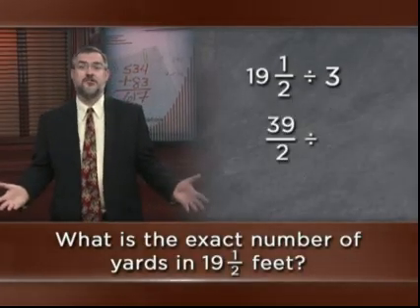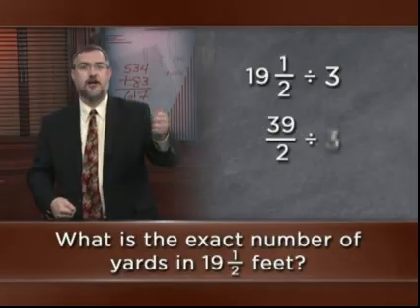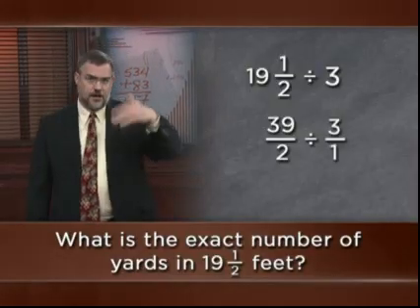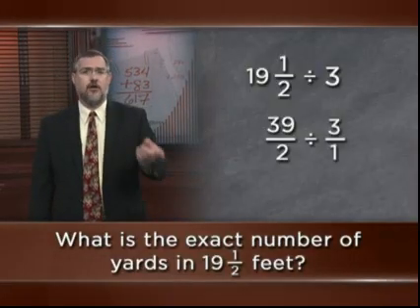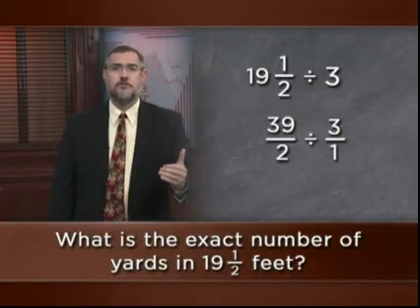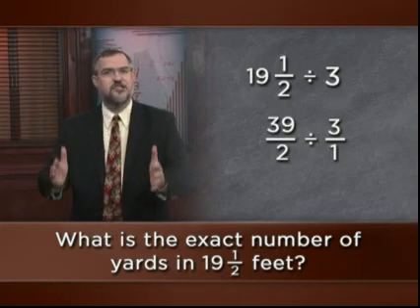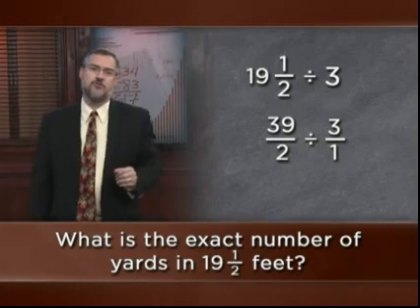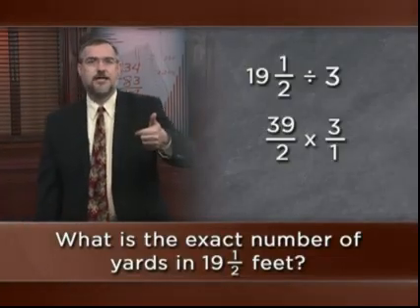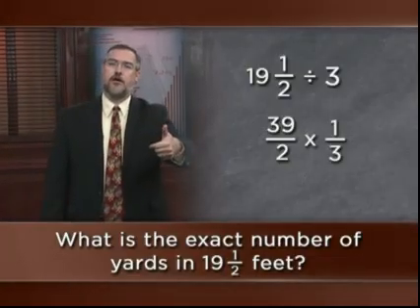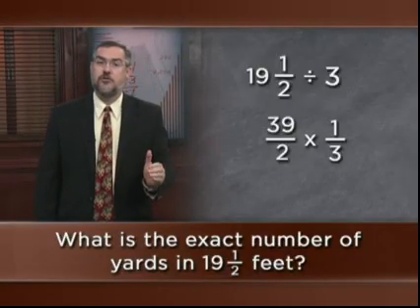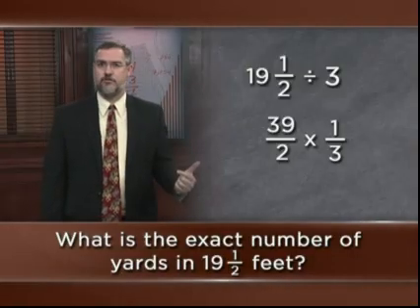My problem now is 39 over 2 divided by 3. What do I do next? I change that 3 to a 3 over 1 so that I make it look like a fraction as well. And I will have 39 over 2 divided by 3 over 1. Now what do I do? Notice we're doing these things step by step. Very important that we do those steps and we do them in the right order. What do we do next? We change that division to a multiplication and we rewrite the 3 over 1 as 1 over 3. And that means we now have 39 over 2 times 1 over 3.